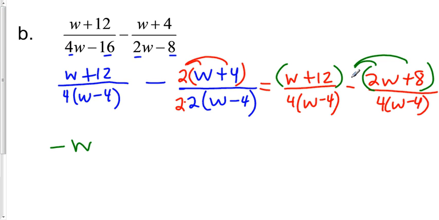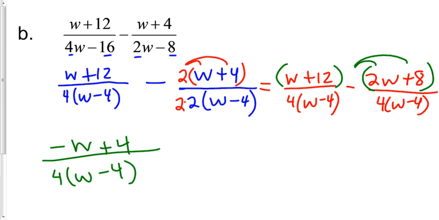Then I have 12 minus 8. It's the first polynomial minus the second polynomial. So 12 minus 8 gives me 4, positive 4. So now I've subtracted the two numerators, and my common denominator is 4 times (w - 4). Okay. Now, just studying this, if you wanted to go a step further, could you simplify it?